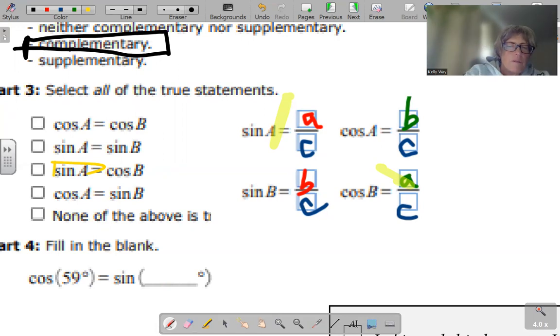That's a true statement. Also notice that the sine of B is the same as cosine of A. That makes this also a true statement. So these last two are both true statements. So the sine of one angle is equal to the cosine of the other angle. That's complementary. Complementary means adds up to 90 degrees.